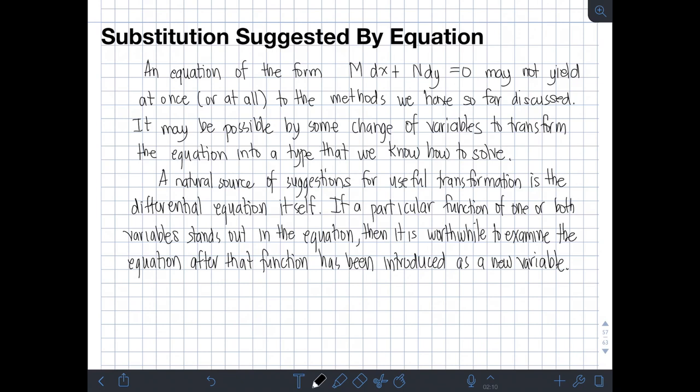So, a natural source of suggestions for useful transformation is the differential equation itself. If a particular function of one or both variables stands out in the equation, then it is worthwhile to examine the equation after that function has been introduced as a new variable. So, kaya substitution suggested by equation kasi sa mismong DE natin ibabase yung substitution na ating gagawin. So, wala tayong specific method dito or standard method kung anong substitution. Depende kasi 'yon sa ibibigay na DE problem sa atin. Okay? Okay, so mag-demonstrate tayo kung paano ba yung substitution suggested by equation by solving some examples.